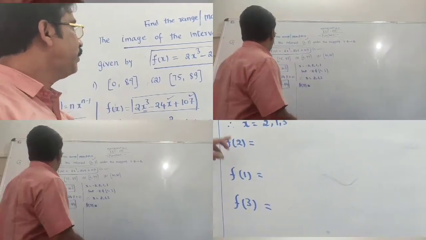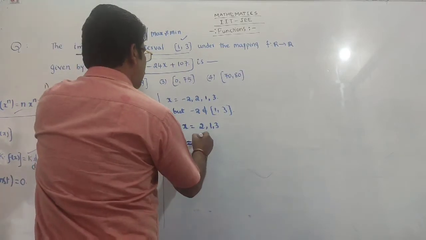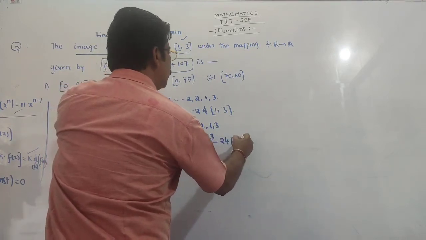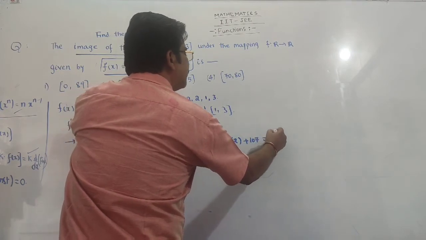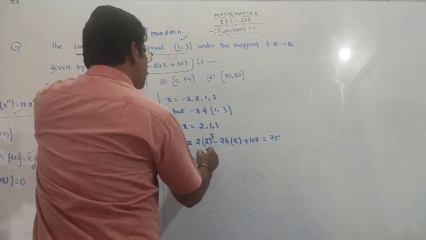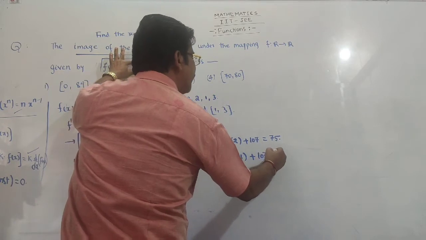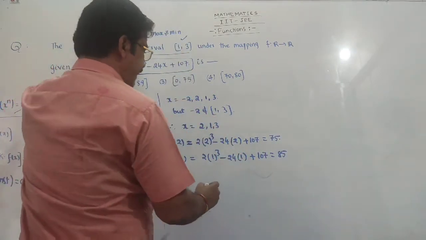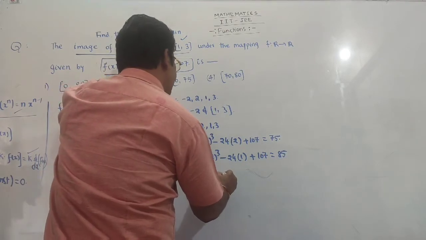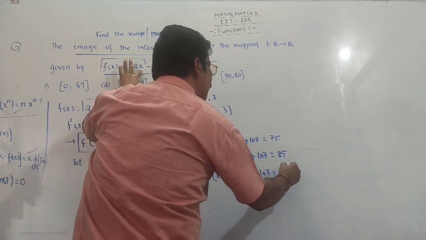So f of x equal to 2x cubed minus 24x plus 107. So f of 2 is equal to 2 into 2 cubed minus 24 into 2 plus 107. It is nothing but 75. Next, f of 1 equals 2 into 1 cubed minus 24 into 1 plus 107, that is equal to, you can calculate, 85. Next, f of 3 is equal to 2 into 3 cubed minus 24 into 3 plus 107, that is equal to 89.